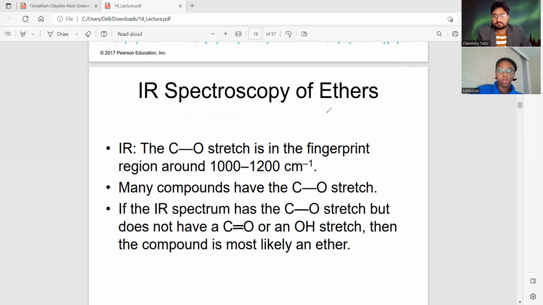Important functional groups, like the carbon-carbon triple bond, appear in the range of 2100 to 2300 centimeter inverse in the IR spectroscopy. The carbonyl group, C double bond O, appears in the range of 1680 to 1750 centimeter inverse.